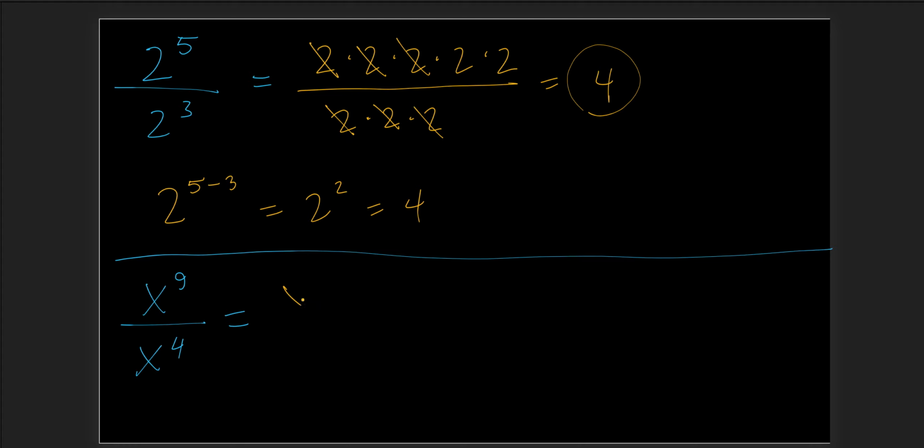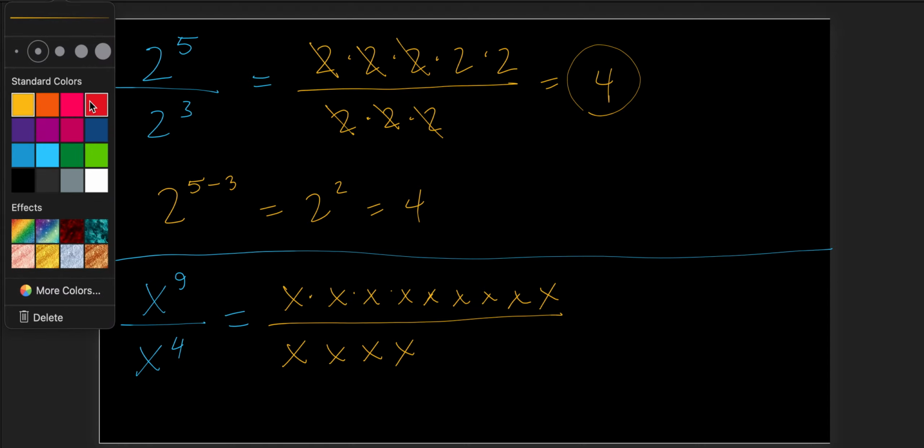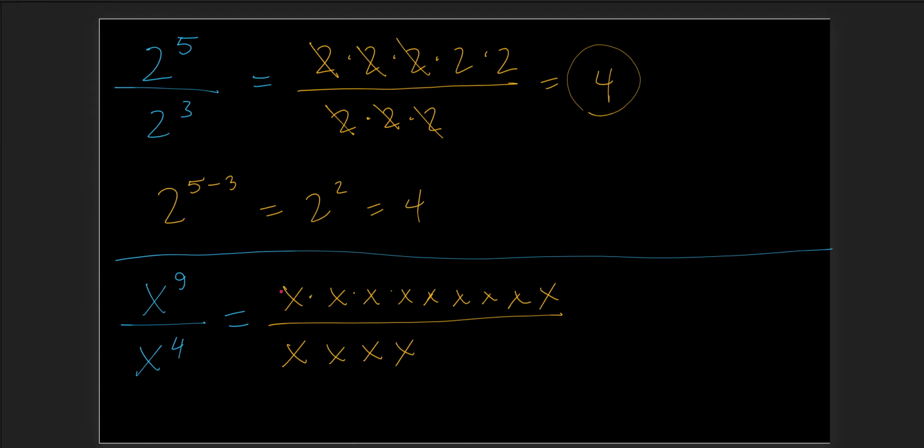Now with x's, I have 9 x's here. And then I have 4 x's on bottom. And so I can cancel 1 on top out with 1 on bottom. See that? And what I have left is 5 on top, or it's over 1, you could say that too. So x to the 5th.